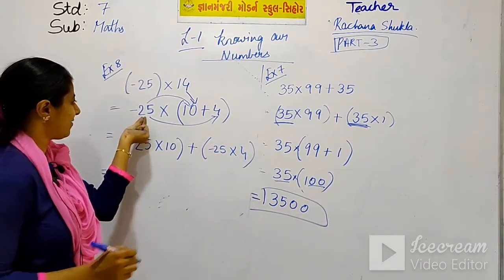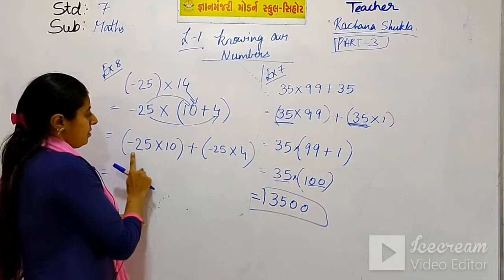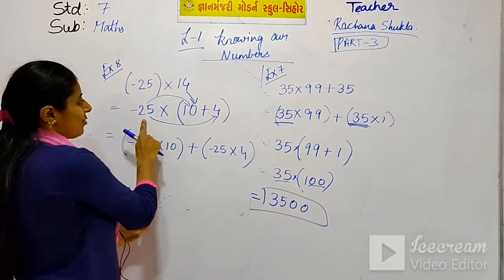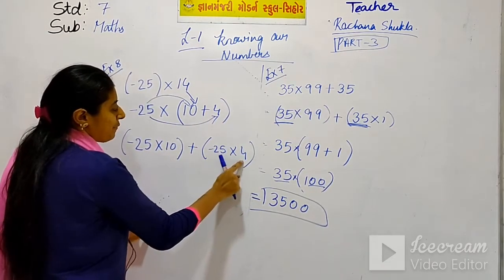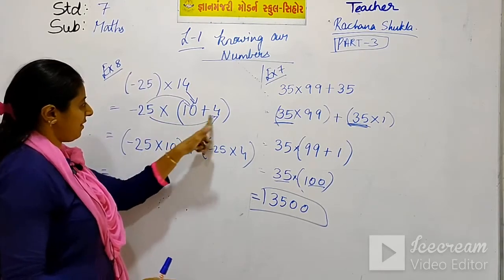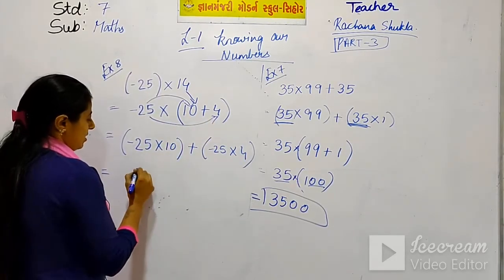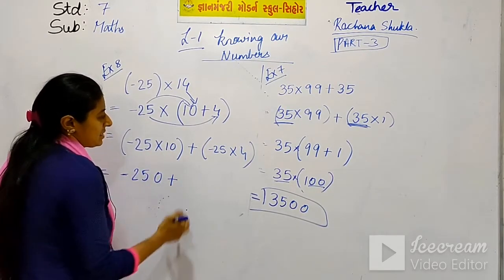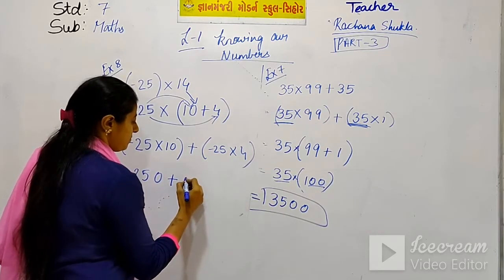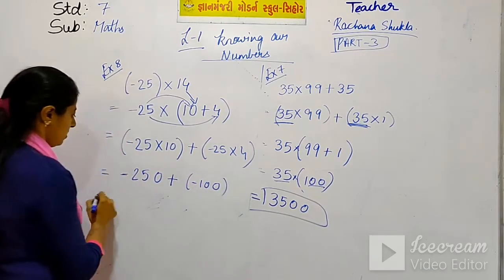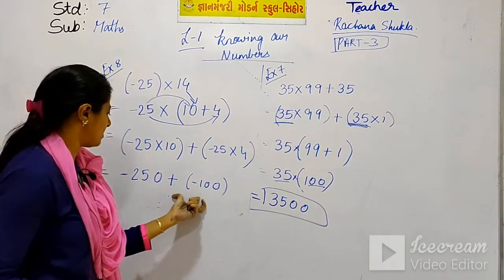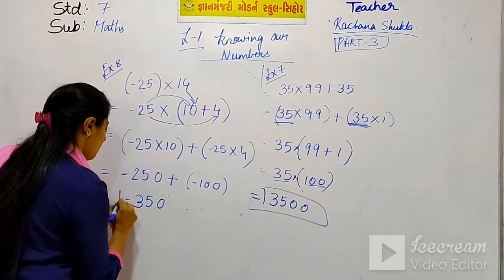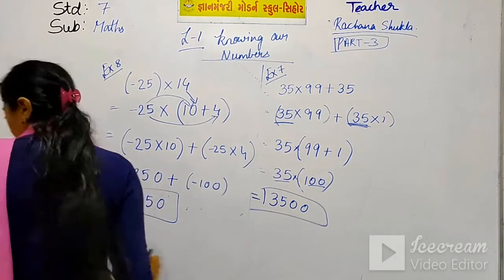See, first your mother will go with you. Mother will go with you. In between, plus. Then mother will go with your brother or sister. See, first 25 into 10, then 25 into 4. 25 tens are 250, minus 250. 250 directly, plus 25 fours are 100, minus 100. Now you know minus minus plus. So directly 350, minus 350 will be your answer.